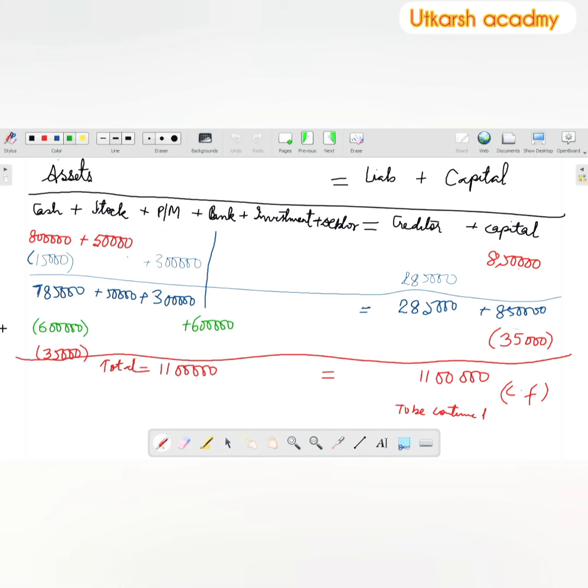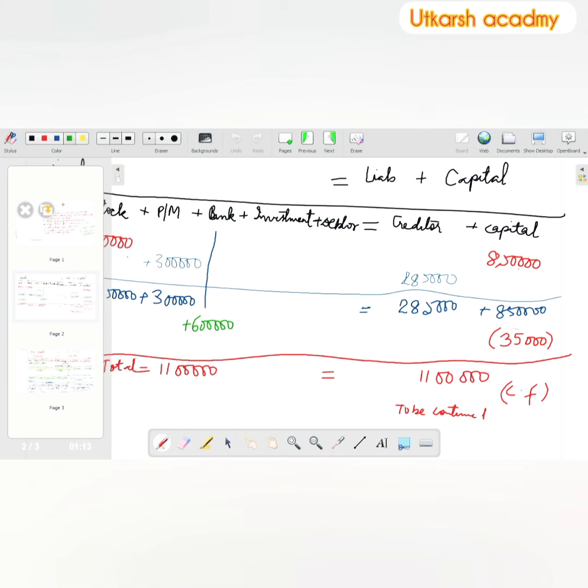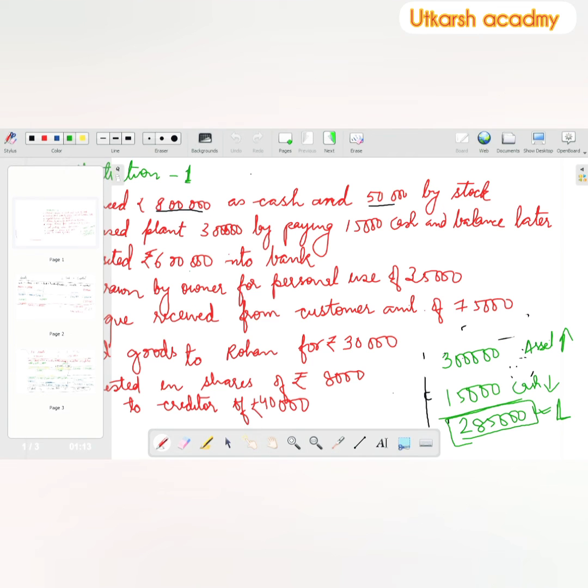Fine. Now we will total up all the things. By sum we will see 7,85,000 cash, 50,000 stock, 3 lakh plant and machinery, equal to 2,85,000 creditor plus 8,15,000 capital. Fine. Clear up to this? Now we'll move to the third transaction.